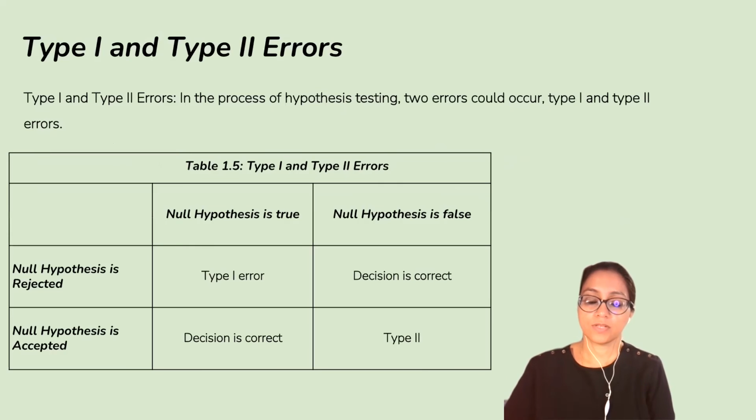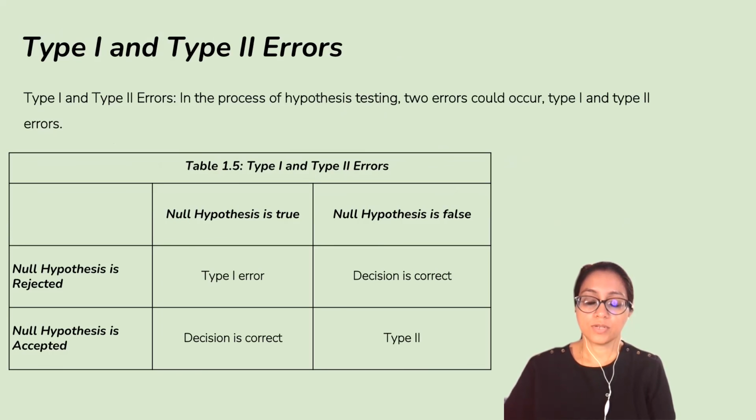Okay, now these were the two steps. Now there are two types of errors which are usually committed in hypothesis testing. These errors are known as type 1 error and type 2 error. So in this process of hypothesis testing, there are two errors which could occur. So let us see what are these two types of errors.